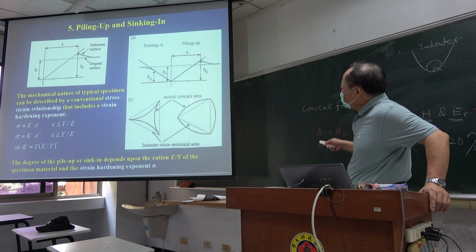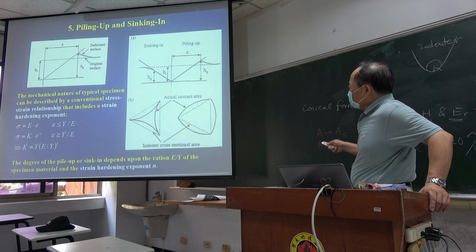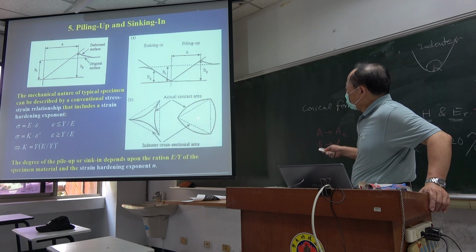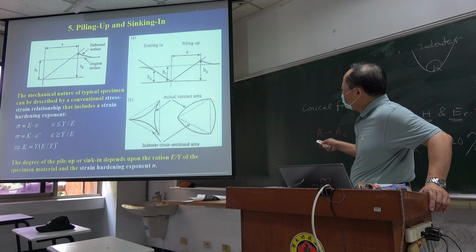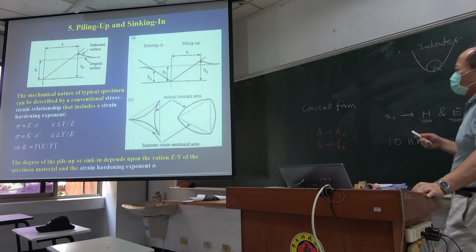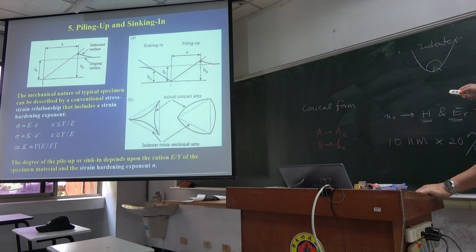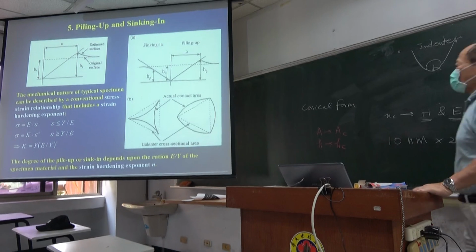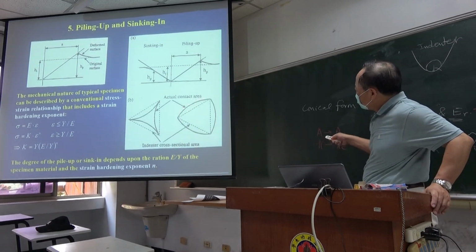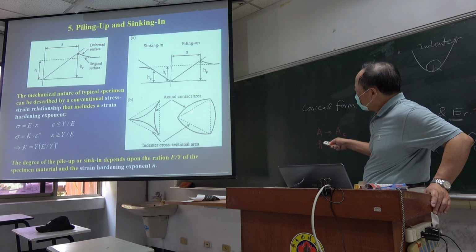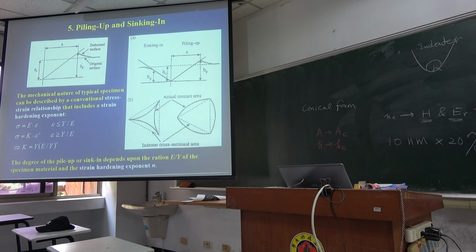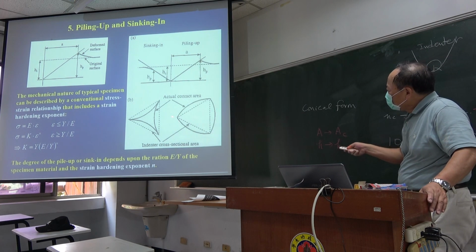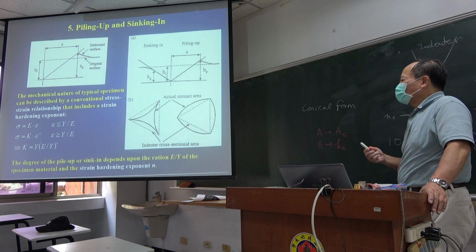If you're operating in the piling up material, you'll find that the area created by the ideal case is smaller than your real case because you have a piling up. Your piling up has the HC value larger than your HI value. Okay. In this case, the real contact area is much larger than the ideal indenter area. Okay. So that is because we use the real contact area to evaluate our material property.